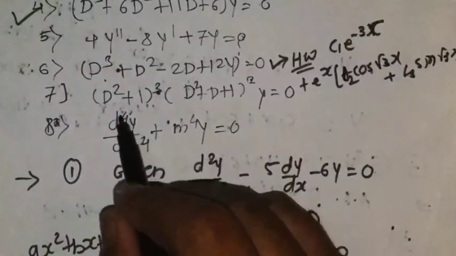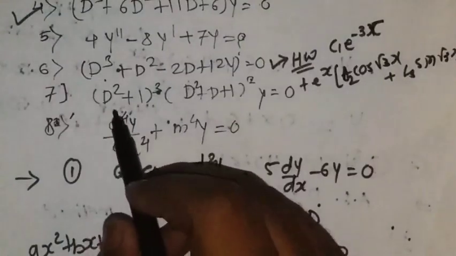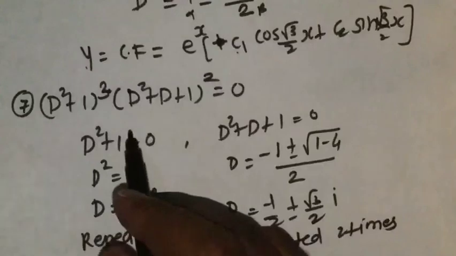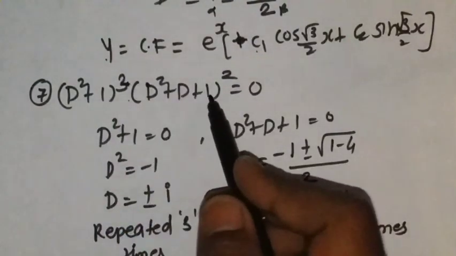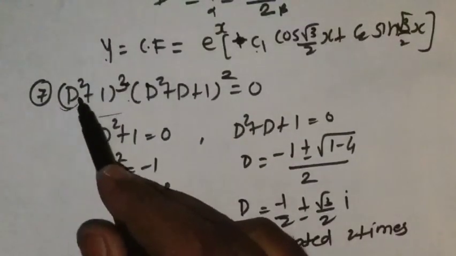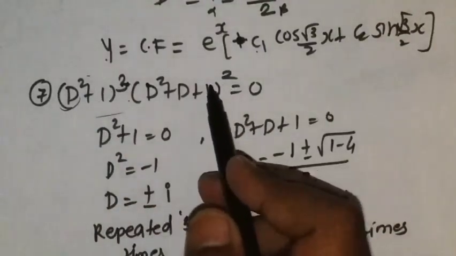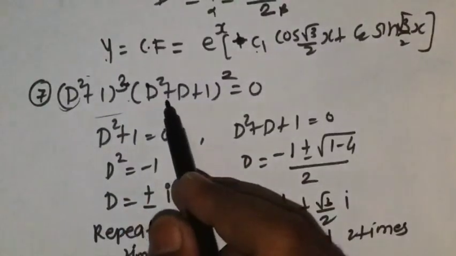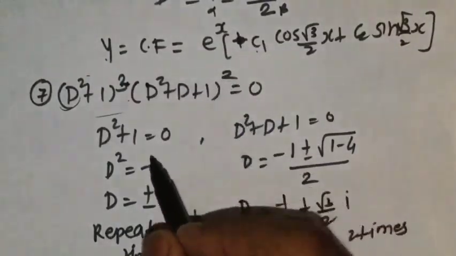Now two problems remained. Seventh number I will do. This is the auxiliary equation of the seventh problem: (D square plus 1) bracket cube into (D square plus D plus 1) bracket square. This is degree 2 raised to 3, which means the total degree of the first factor is 6, and the next degree is 4, and with multiplication, the total degree is 10. As this is a degree 10 polynomial, there will be total 10 roots, and there will be 10 arbitrary constants in the final solution.